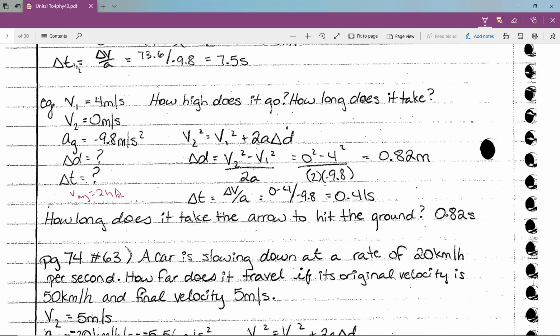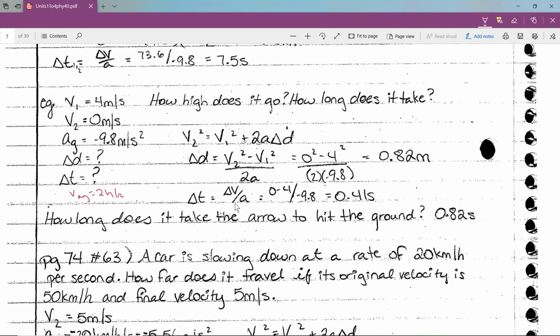Okay, so how high does it go? How long does it take? How high? That would be my displacement. So if I want to use this equation, delta D is V2 squared minus V1 squared over 2A. V2 squared, so it stops. So 0 squared minus 4 squared over 2 times minus 9.8. All the negative signs take care of themselves, and you get 0.82 meters. So the object goes 0.82 meters up before it starts to fall down.